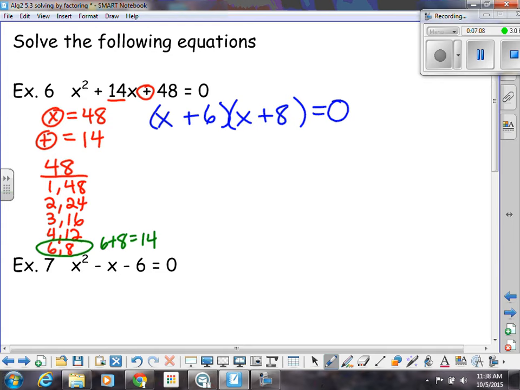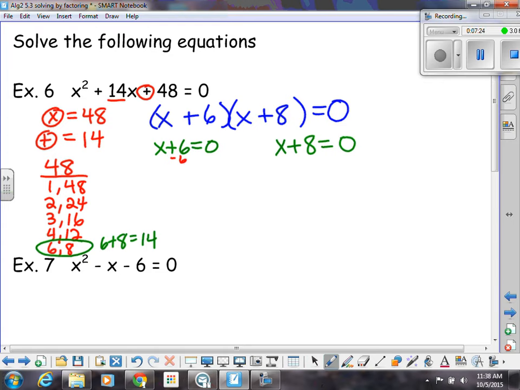So now our added step, we're going to set each factor equal to 0. So each parenthesis gets set equal to 0. And you don't have to write the parenthesis over again. You can just write x plus 6 equals 0 and x plus 8 equals 0. And it's very simple to solve.